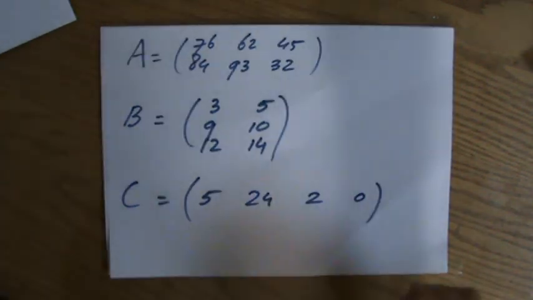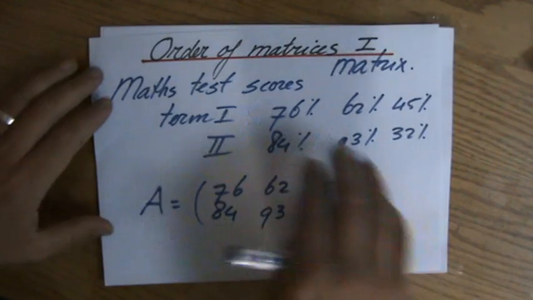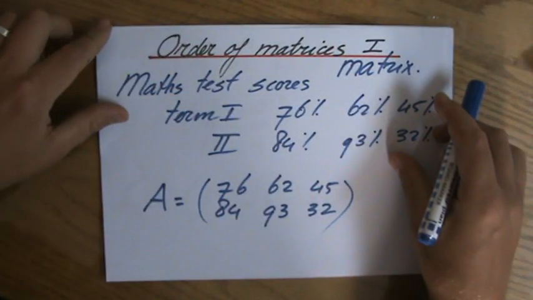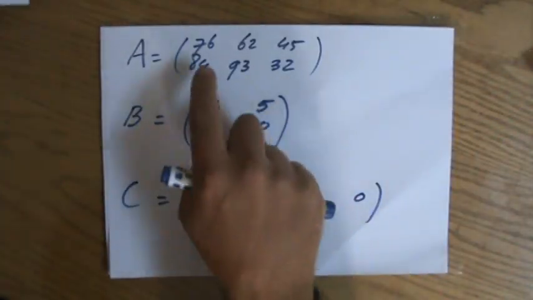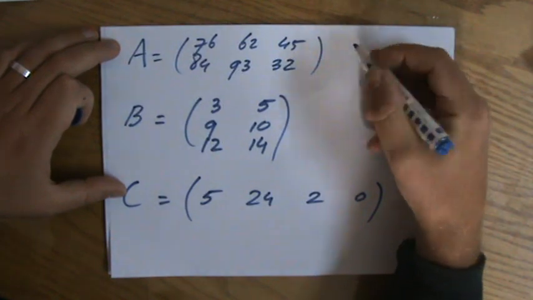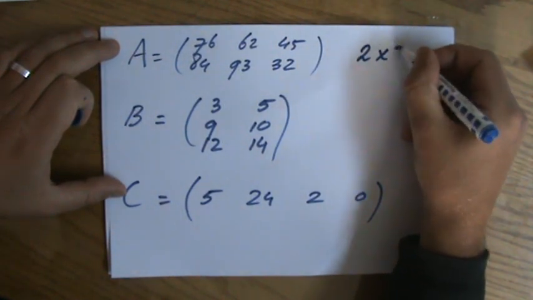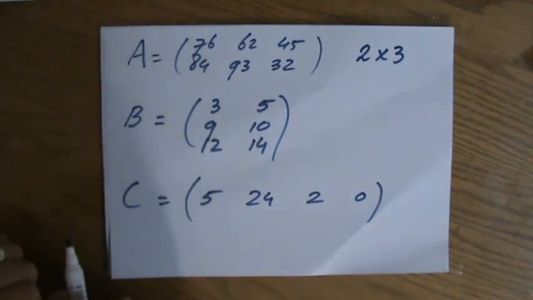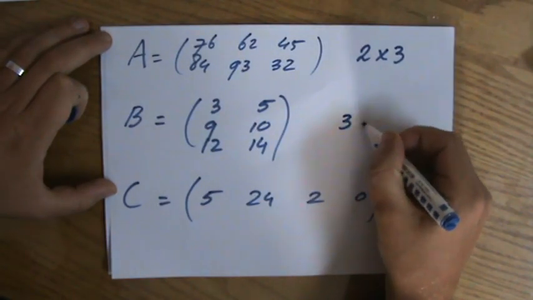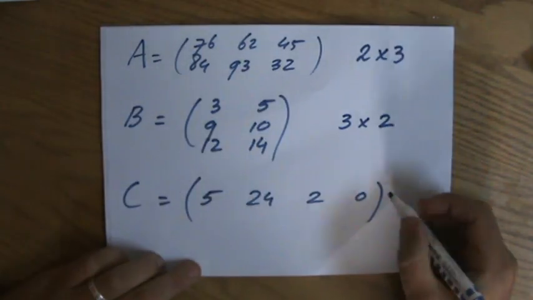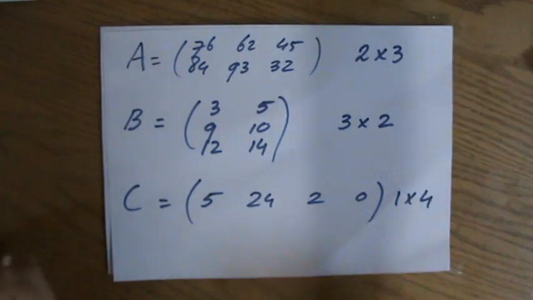Okay, and the order of matrices, so the order of matrices says something about the size of a matrix. Because this one, for instance, is what we call, or the order of matrix A is a 2 by 3 matrix. That's the order of this matrix. And of matrix B, that is a 3 by 2 matrix. And the order of matrix C is a 1 by 4 matrix.